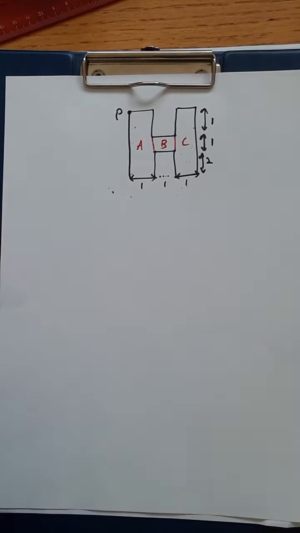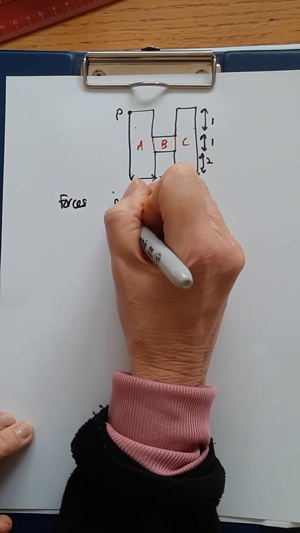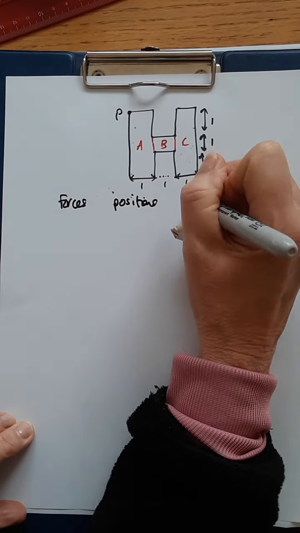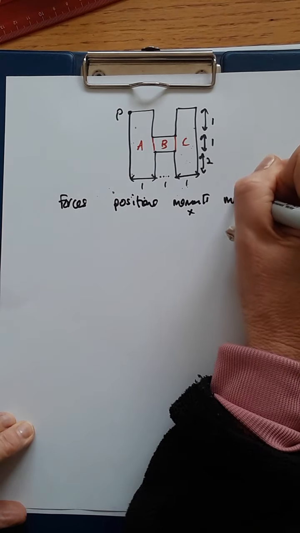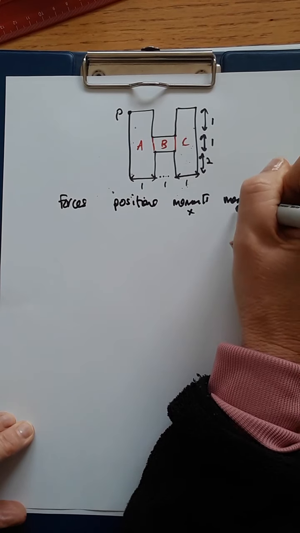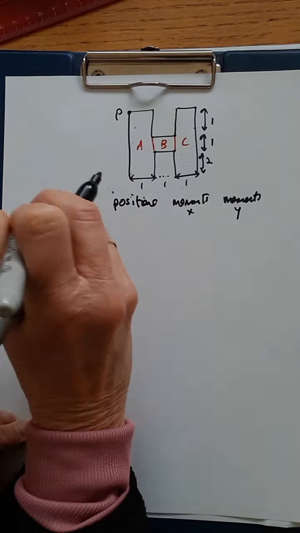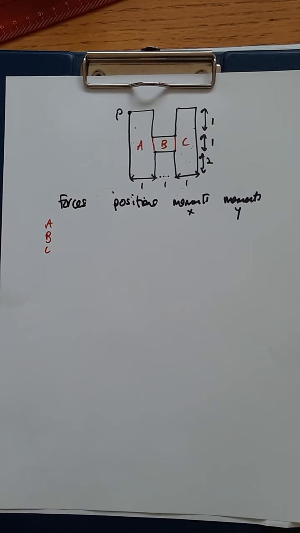So again, I've got forces, I've got the positions for the centre of gravity of each of those shapes. I've got the moments about the x-axis and the moments about the y-axis. I'm going to get all those things. Right, I've got 3 shapes, A, B, C. Let's find the areas of each one.